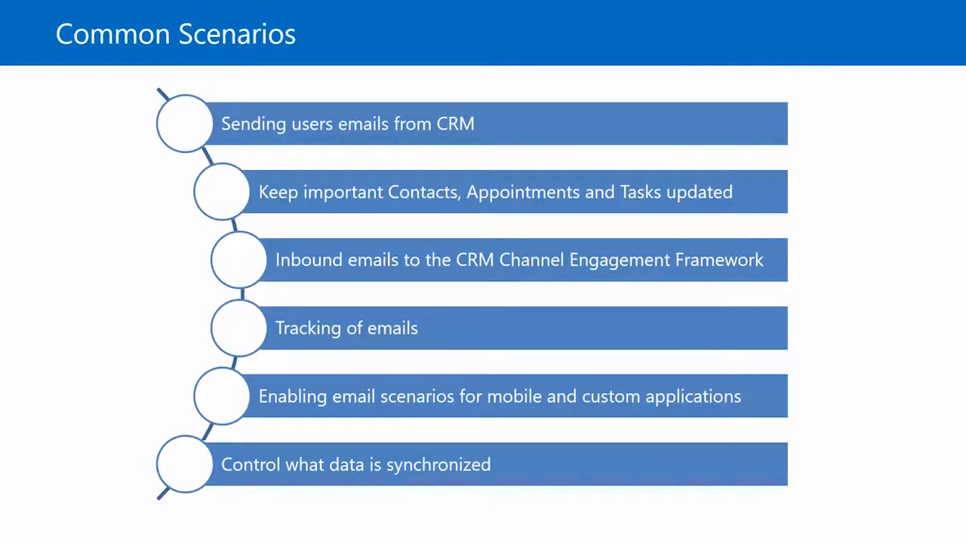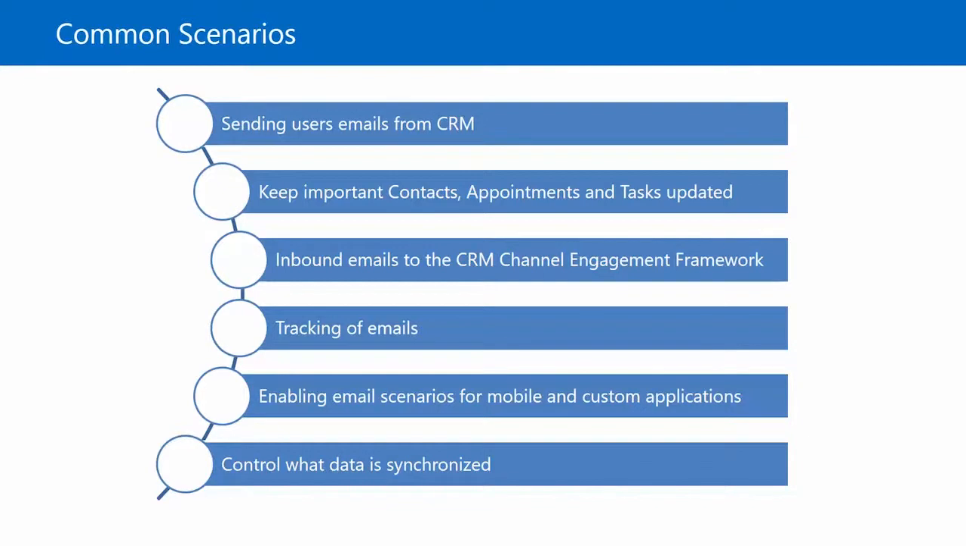Enabling inbound emails to CRM. So this is great for common scenarios like support emails. You can bring these directly into a queue where they'll just sit to be worked on, or you can leverage the CRM channel engagement framework. Using the channel engagement framework, what you can do is have it promote that email that comes into the queue and automatically create a case or other entities in CRM based on data that was contained in that inbound email.